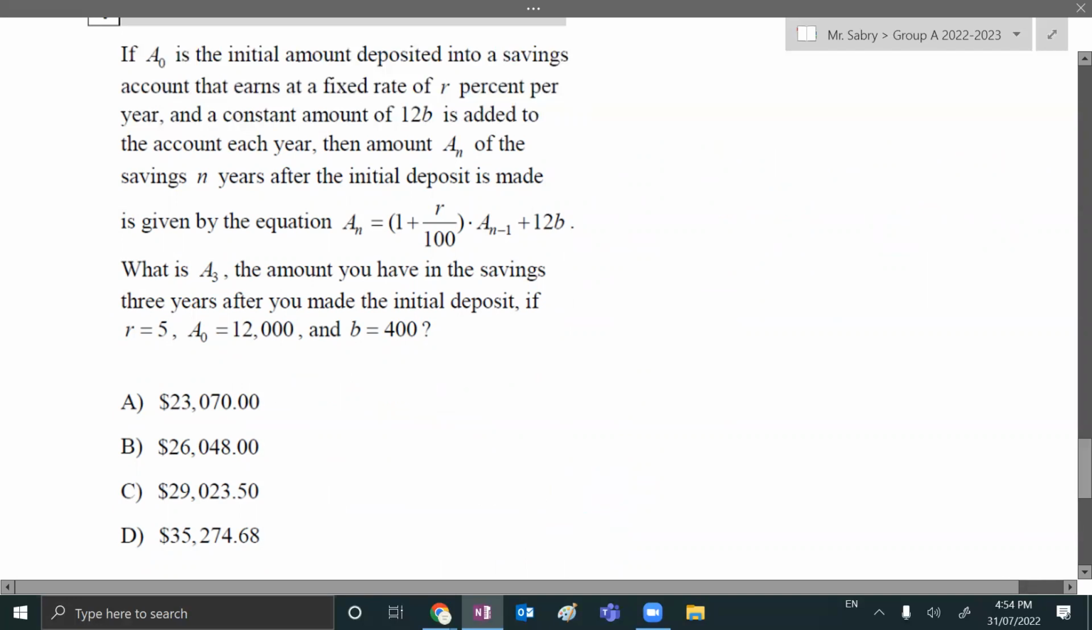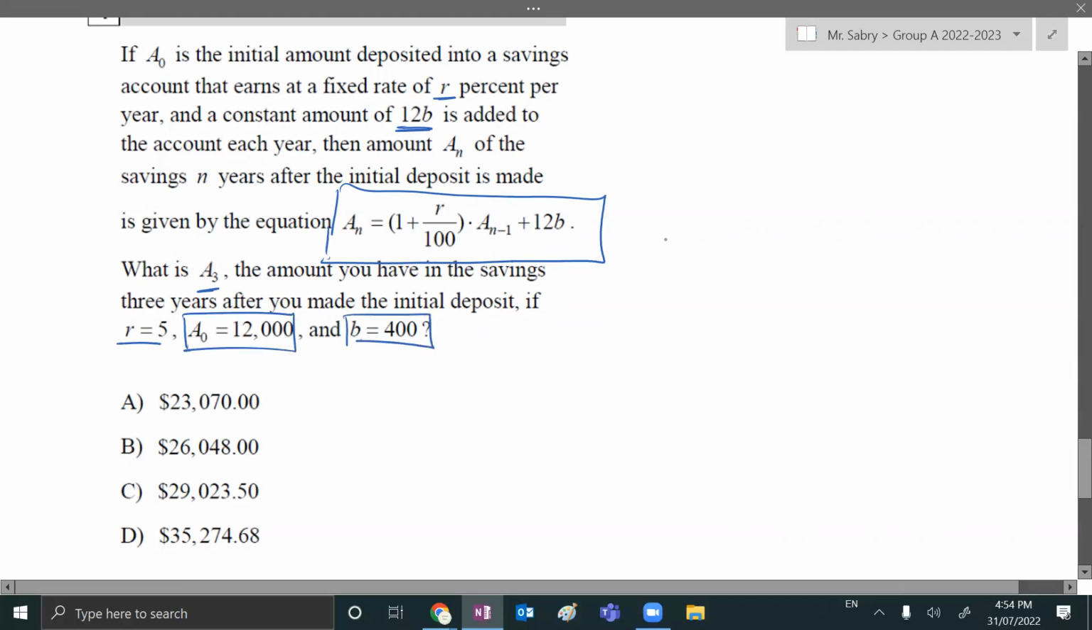طيب هنا بيقول لي A0 is the initial amount deposited that earns a fixed rate of R% per year, and a constant amount of 12B is added to the account each year, then the amount AN of the savings is given by a form. Then what is A3? They want A3. لو ال R ب 5 و A0 ب 12 وال B ب 400.